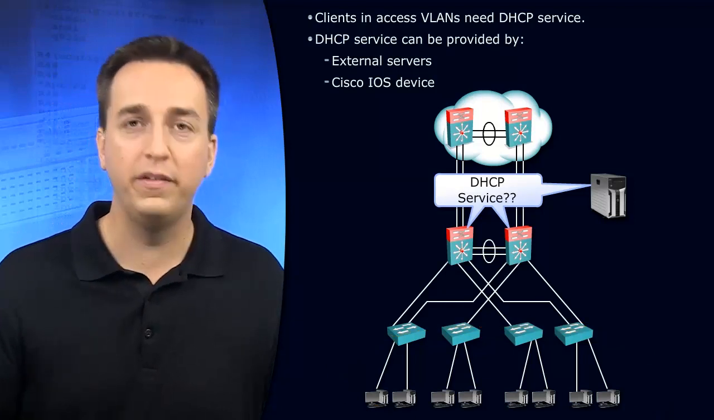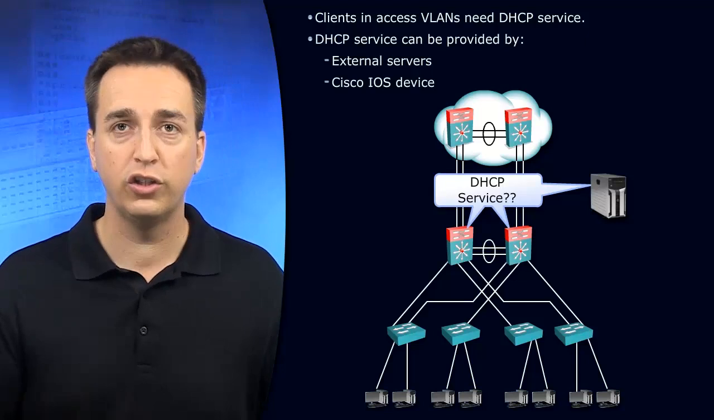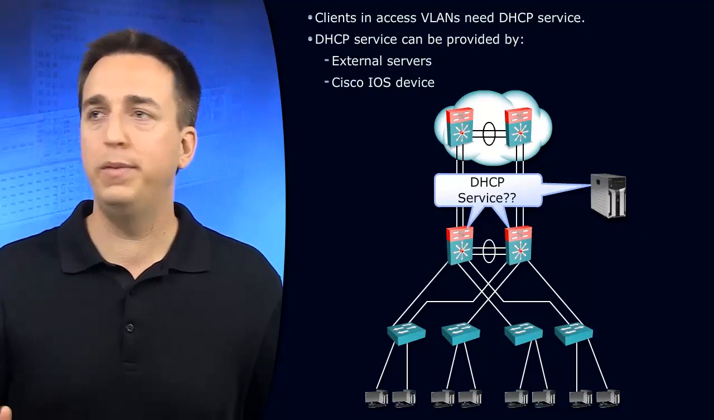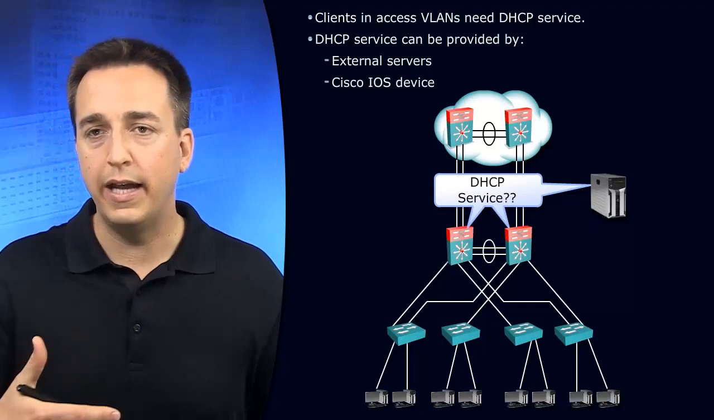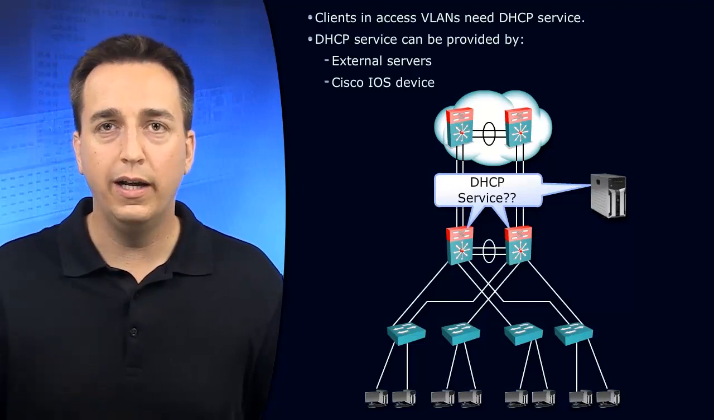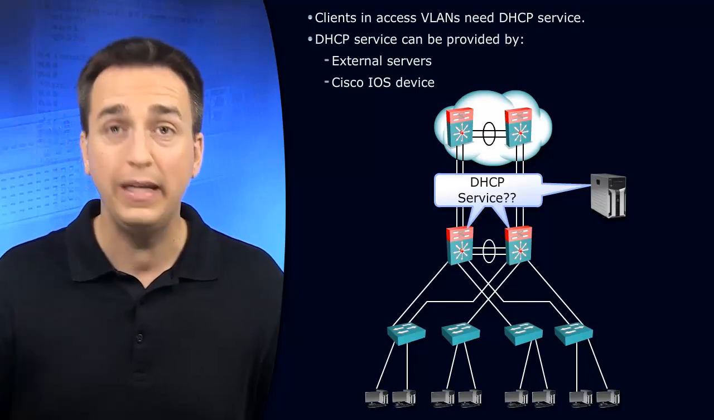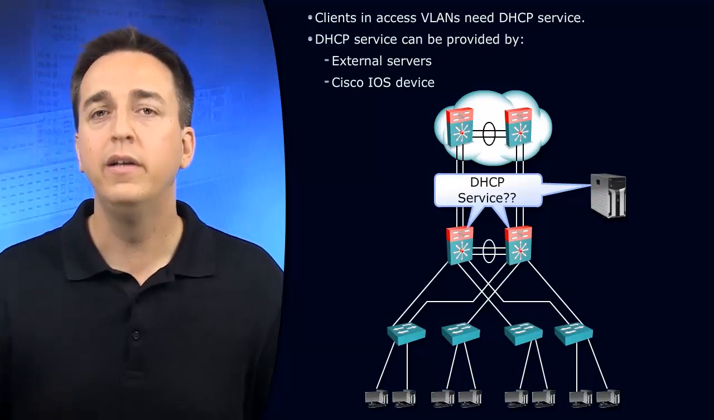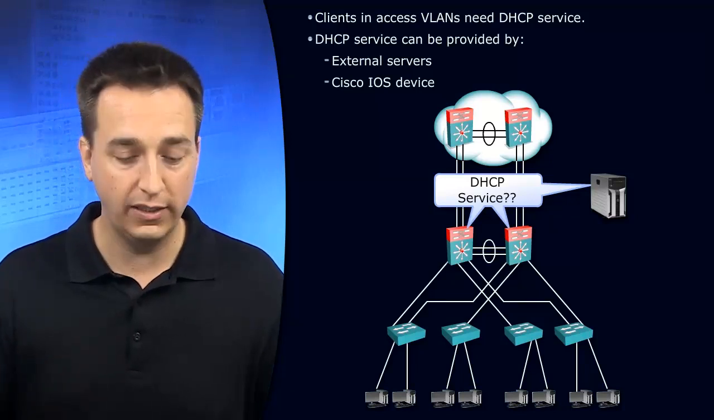So what can we run the DHCP service on? Well, number one, it could be run on an external server. And that external server could be running Windows as an example, or it could be running Linux. As long as that service is capable of running on that particular operating system, then that device could be a DHCP server and configured to hand out IP addresses to the devices within the organization.